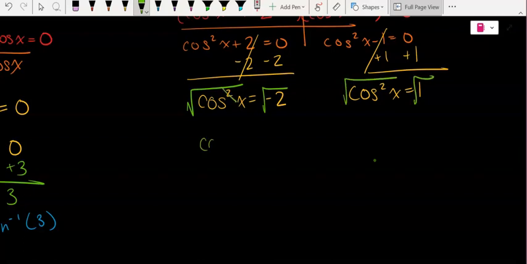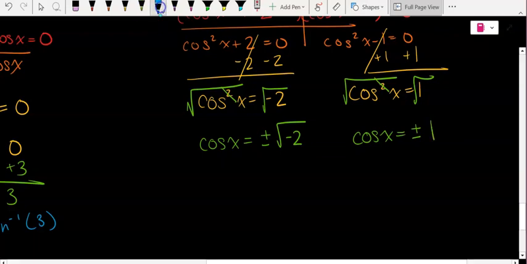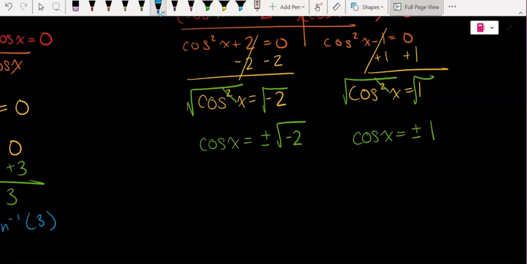And so when I do that, I get cosine x is equal to plus or minus the square root of -2. And right here, I'm going to go ahead and do that, and I get cosine x is equal to plus or minus the square root of 1, which is 1. And then now I've got to go ahead and do my inverse. Well, the problem that I'm going to reach right here is this negative that I have underneath my square root. Anytime I have a negative underneath my square root, I get an imaginary number. And so from here, I'm going to get no solution, okay?